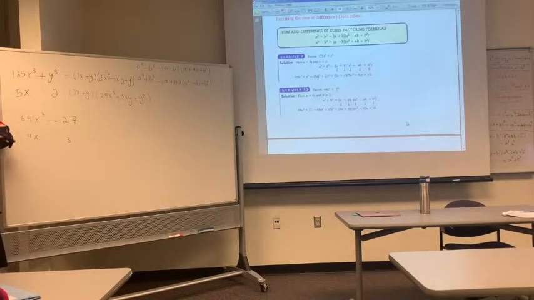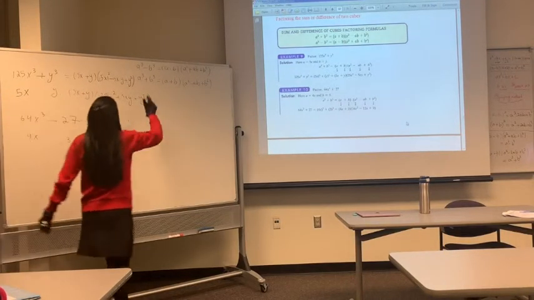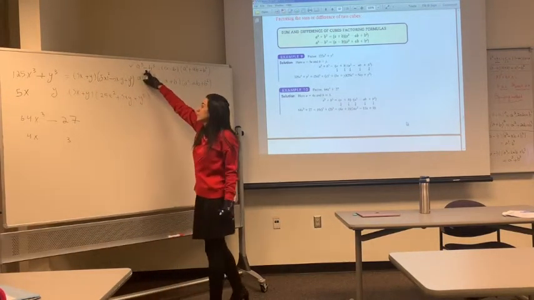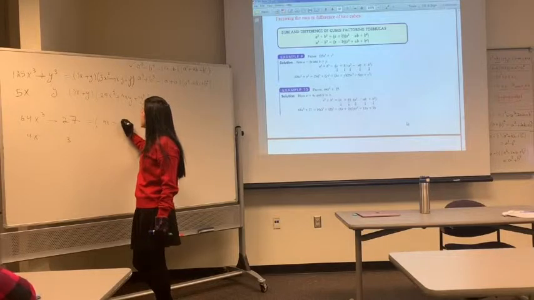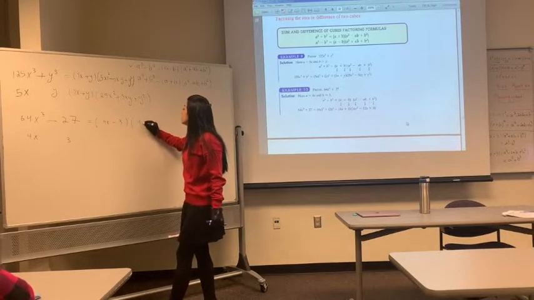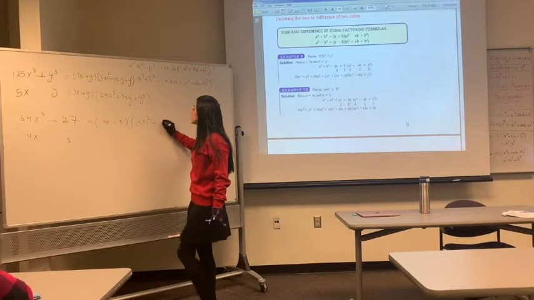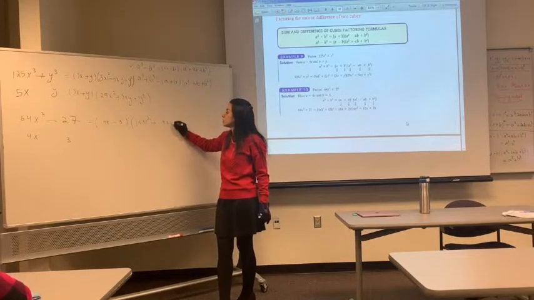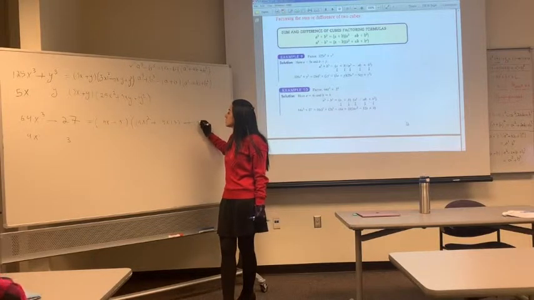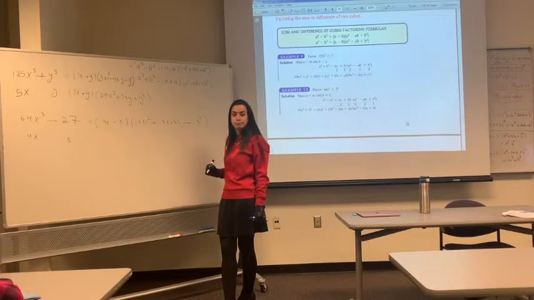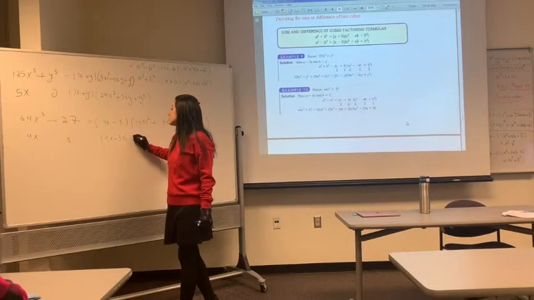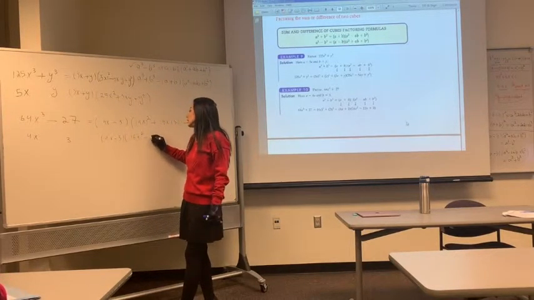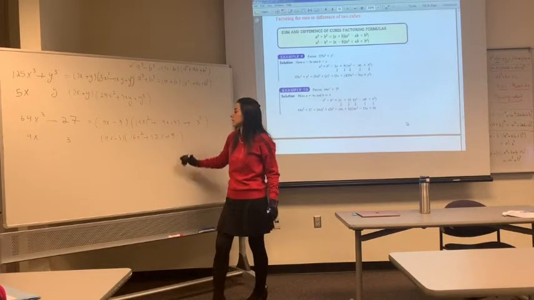Correct? So we have a cube minus another cube. I'm going to use this because the sign between them is negative. So we have the first term minus the second term, multiplied by the first term power 2 plus the first term multiplied by the second term plus the second term power 2. Okay? You have (4x minus 3) multiplied by (16x power 2 plus 12x plus 9).